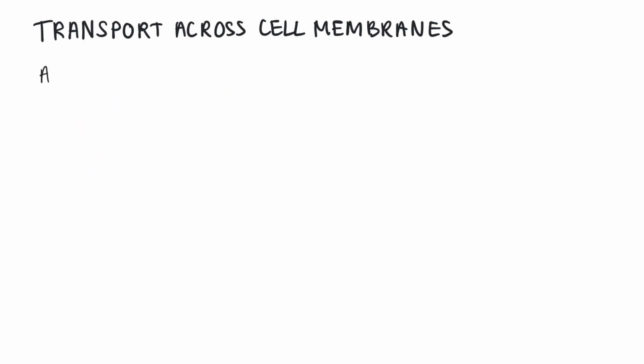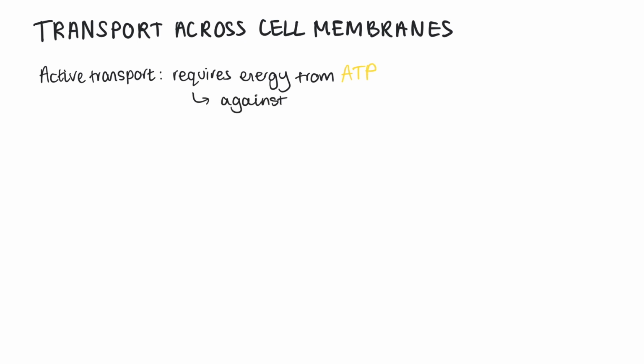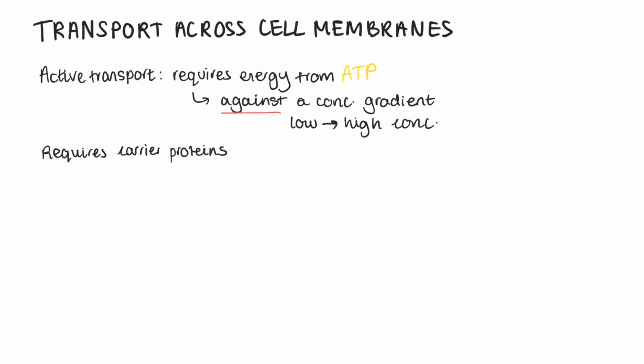In contrast to passive transport, we also have active transport. This type of transport requires energy from ATP, adenosine triphosphate, and therefore this allows molecules to be moved against a concentration gradient, so from low to high concentration. It does require the use of carrier proteins, just like we saw in facilitated diffusion. Different carrier proteins do actively transport different specific molecules.